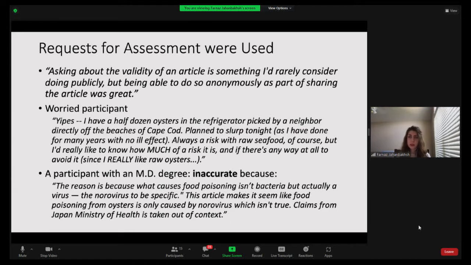Users also valued the ability to ask about the accuracy of content, and we saw that they used the feature as intended. They especially valued the anonymous feature. We also saw examples of participants. For example, here, what I brought on the slide is an example of a participant who asks about the accuracy of an article that required medical expertise to assess, and another participant who had an MD degree assessed it for them.